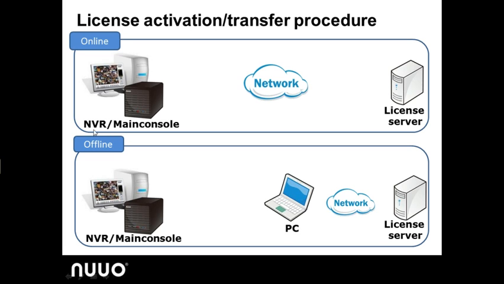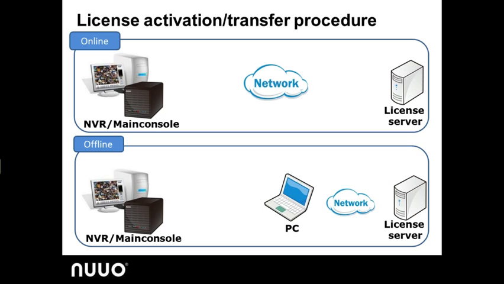Okay, before we talk about the details of how to activate and transfer a license, I want to take a few minutes to tell you the full procedure of those functions. As everybody knows, there are 2 methods to activate and transfer a license: online and offline. As the diagram shows, if the PC or NVR can connect to the internet directly, then it can use the online method. However, there are a lot of scenarios that don't allow an internet connection. In those cases, the offline method is very helpful.